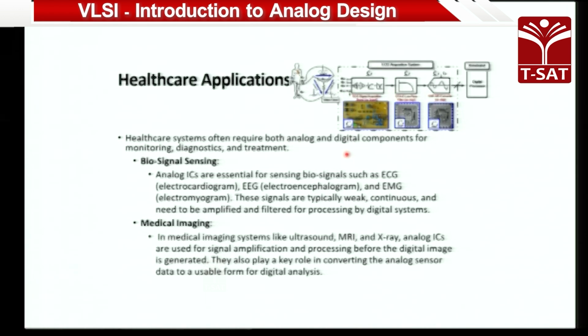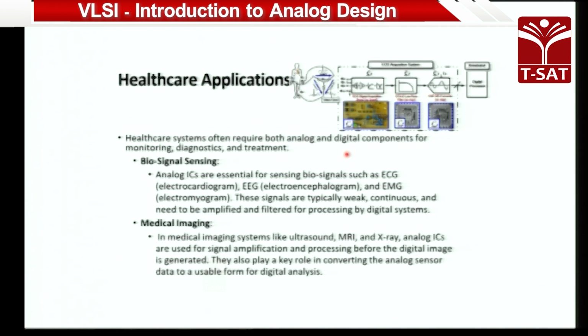Healthcare application. Obviously as we move on, we see advanced healthcare, right, and healthcare without analog is not going to happen, because healthcare things are mainly related to our body signals, right? Whatever signals the body generates, maybe from the heart, from the mind, from any part of the body, right? These signals are continuous in nature, very tiny, very small, right? So we need to take these signals through some sensing mechanism and then amplify those signals and then take them to the next level to process.